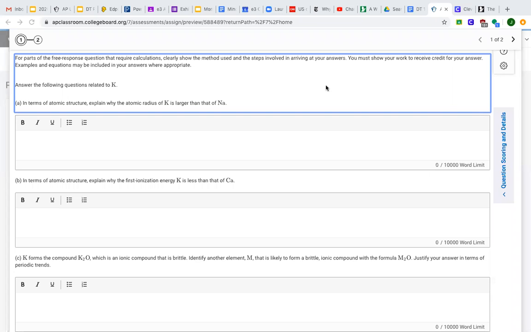So for part A, number one, in terms of atomic structure, explain why the atomic radius of potassium is larger than that of sodium. So what's going on there, guys? I was thinking it's greater because it has an extra shell, therefore giving it a greater radius.